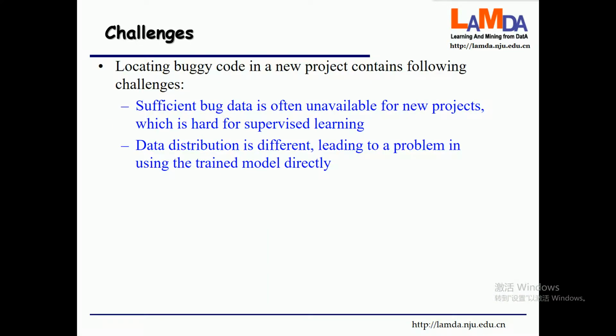However, there are several challenges in locating buggy source code in a new project. For example, sufficient bug data is often unavailable for new projects, which makes it hard to build a specific classifier based on supervised learning. Second, data distribution is different in a new project. Directly applying a trained model is not appropriate. Therefore, cross-project bug localization is necessary. A question arises: how to deal with cross-project bug localization?